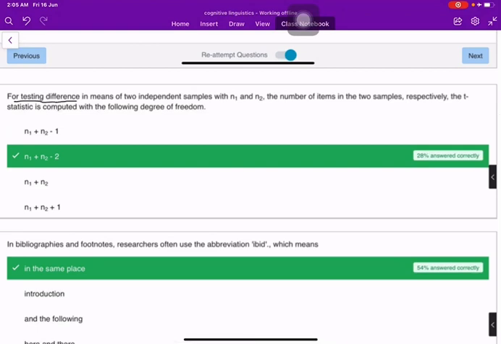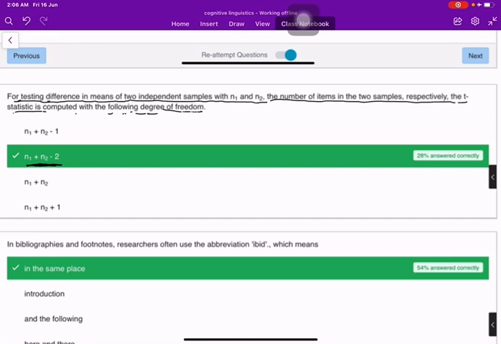Now, for testing the difference in means of two independent samples with n1 and n2, the number of items in the two samples respectively, the t statistic is computed with the following degree of freedom. So the degree of freedom here is n1 plus n2 minus 2.